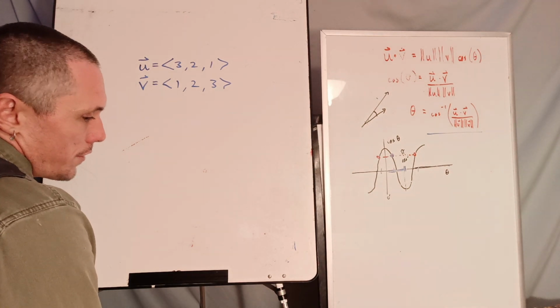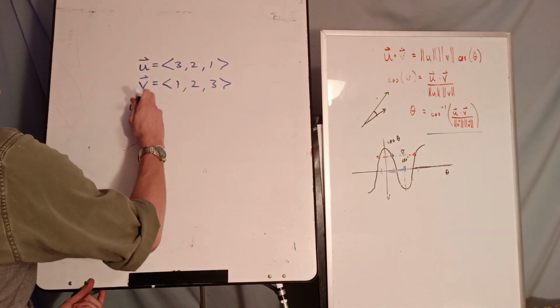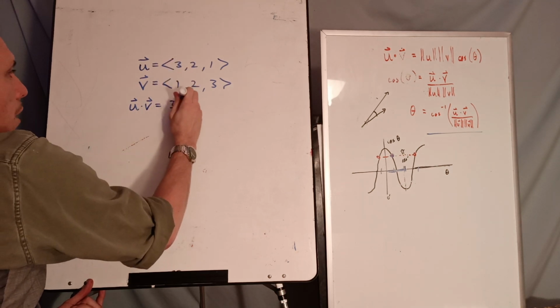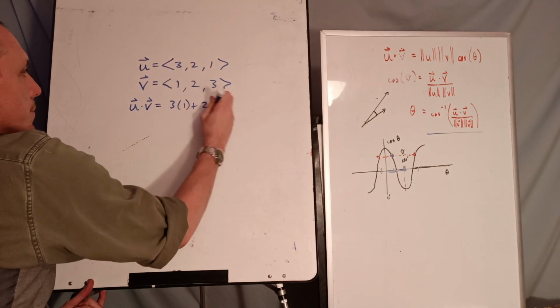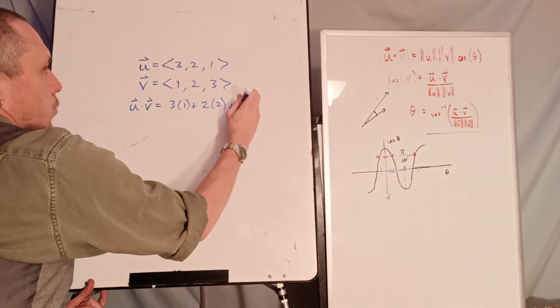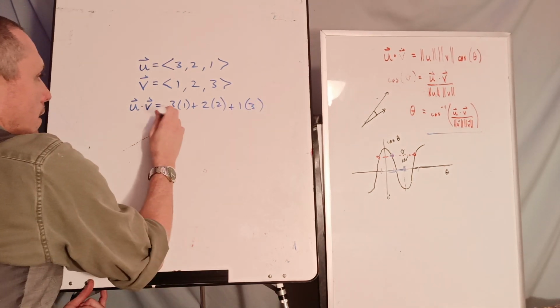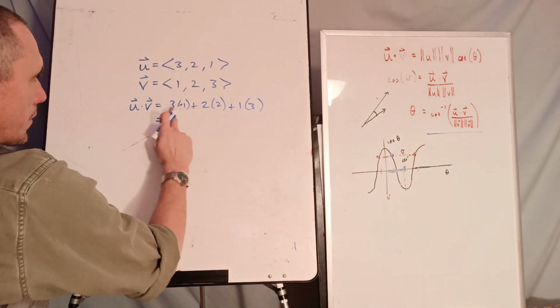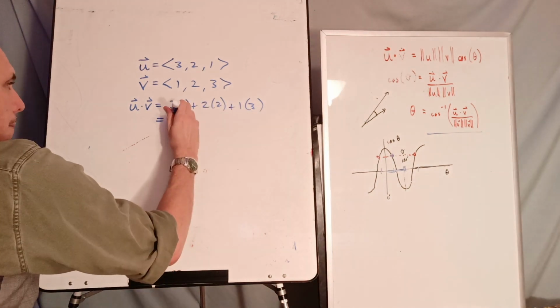is not too tricky, right? If I say, what is u dot v? Well, then this is 3 times 1 plus 2 times 2 plus 1 times 3. And what do we get? 3 plus 4 is 7... 3 plus 4 plus 3 is 10.